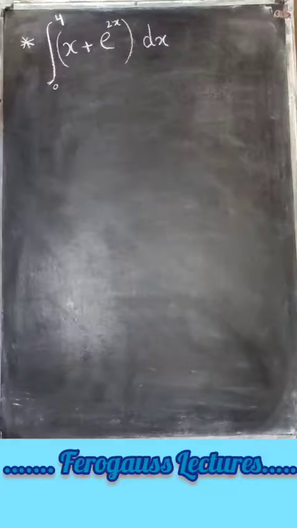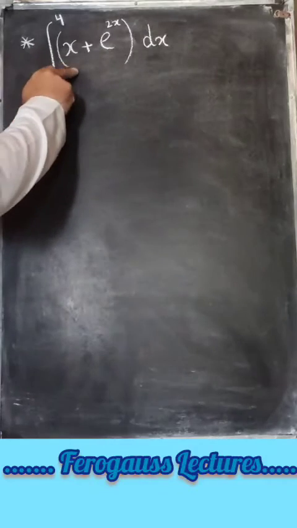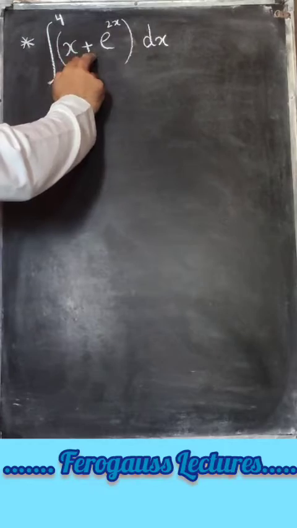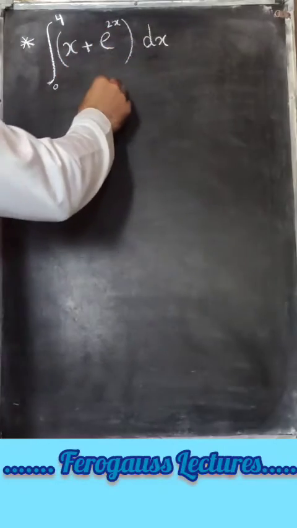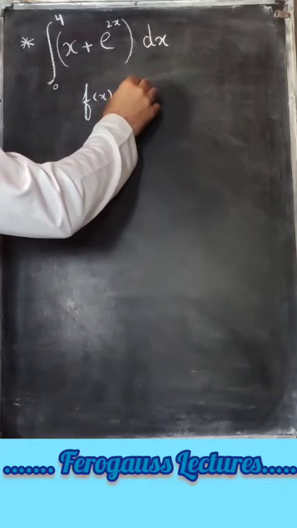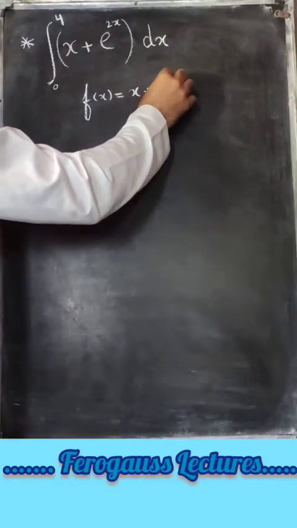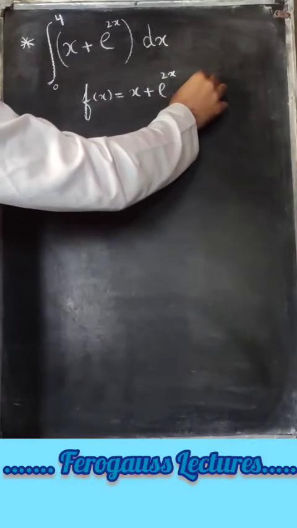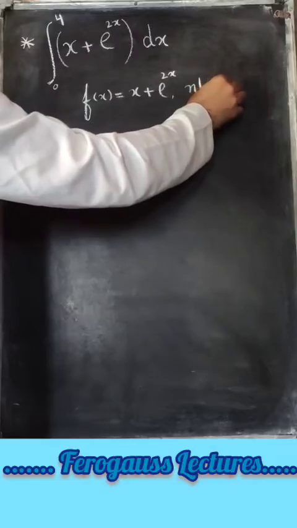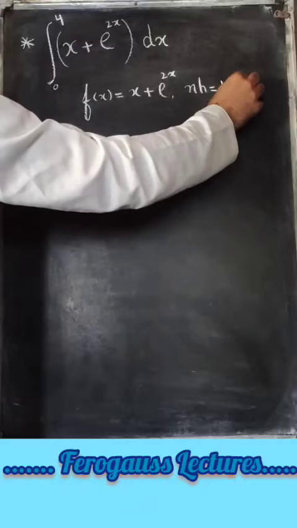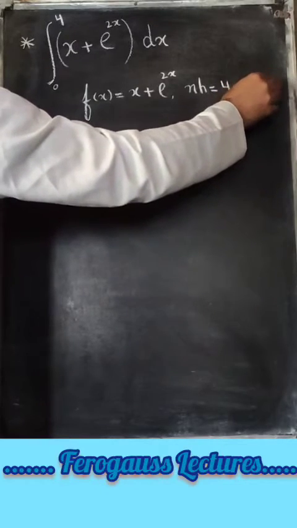Now let us evaluate one more definite integral. In this definite integral, that's integral from 0 to 4 of x plus e raised power 2x, we have f(x) equal to x plus e raised power 2x. Also, nh is equal to upper limit, that is 4, minus lower limit, that is 0. It is 4 minus 0, which is equal to 4.